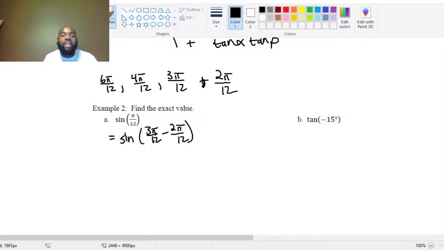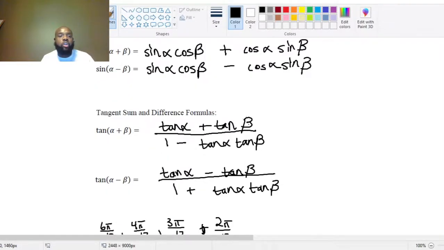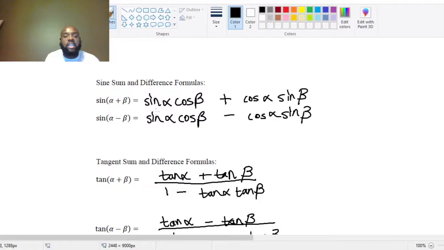And the reason why I'm writing it this way is because I know these angles here. 3 pi over 12 is pi over 4. 2 pi over 12 is pi over 6. And now that I know my two angles that I'm subtracting, then all I have to do is go to my difference formula, which is sitting here, and put that first angle where I see the alphas and put that second angle where I see the betas.